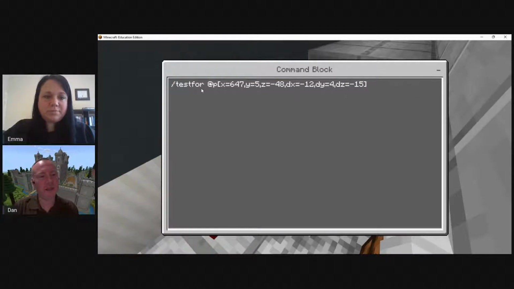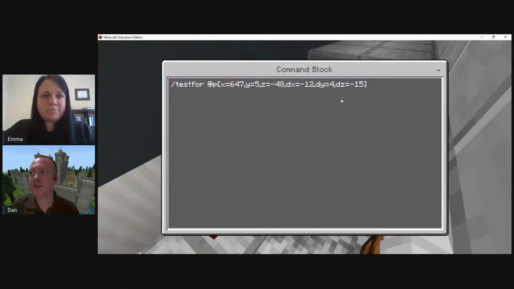That probably doesn't look like it makes much sense, so I'll just explain it here. This is a testfor command. It's testing for @p, which is any player that walks into this specific space. There's a couple of ways of doing it. This way looks at X, Y, and Z coordinates. So this is the starting point where it's looking from, and then it moves out this many spaces from that in 3 dimensions. Y is up and down, so it's looking up and down 4 spaces in this cubic space. It goes out 12 one way, and it goes out 15 another. So it's got that cubic space.